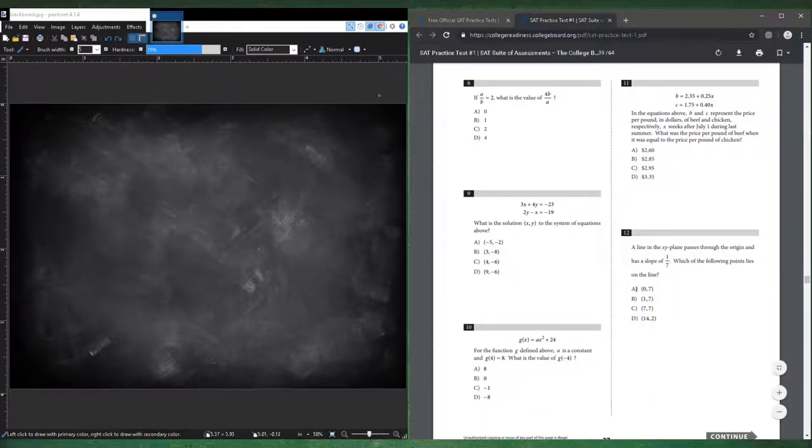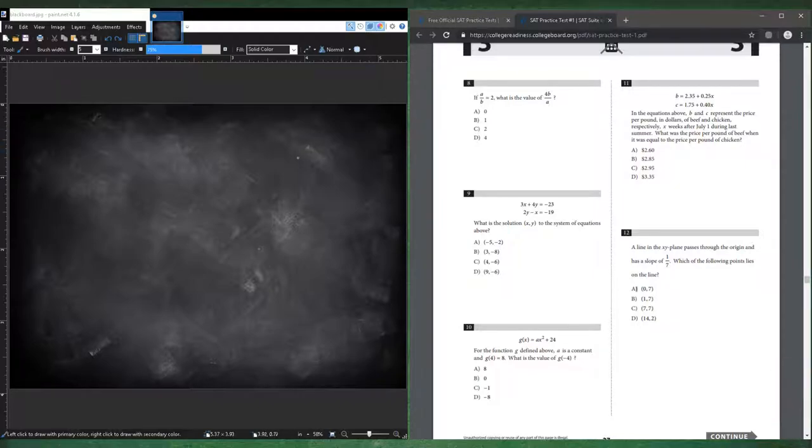In the equations above, B and C represent the price per pound of beef and chicken, respectively, x weeks after July 1st, during last summer. What was the price per pound of beef when it was equal to the price per pound of chicken? First, we need to find out when they're equal. So we have to set B and C equal to each other.